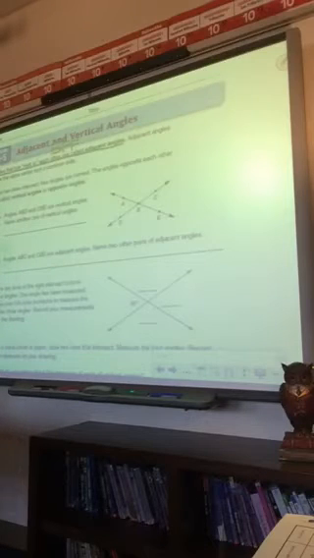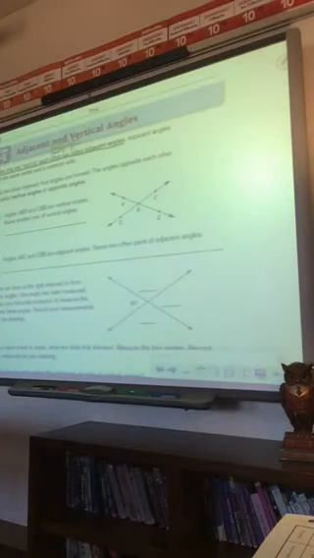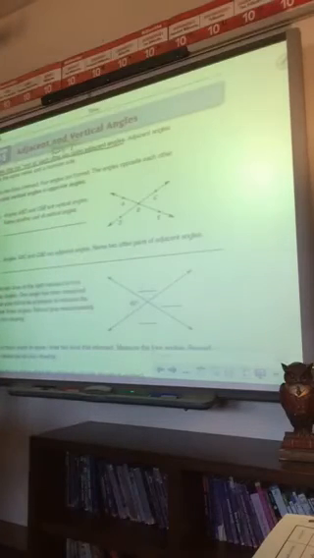Okay? Those are the angles that are always touching. They always share a common side, and they always want to be near one another. Okay? Adjacent angles have the same vertex and a common side. What is the vertex again? The corner. The point, like the center point where they connect, right?